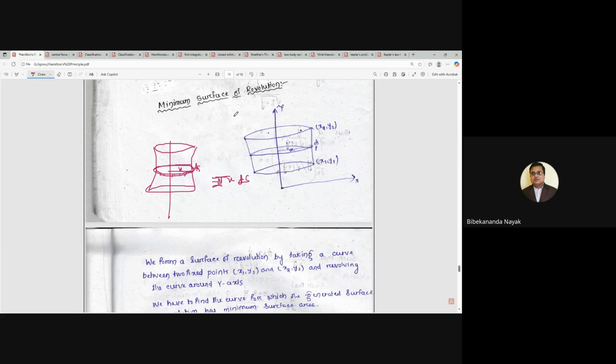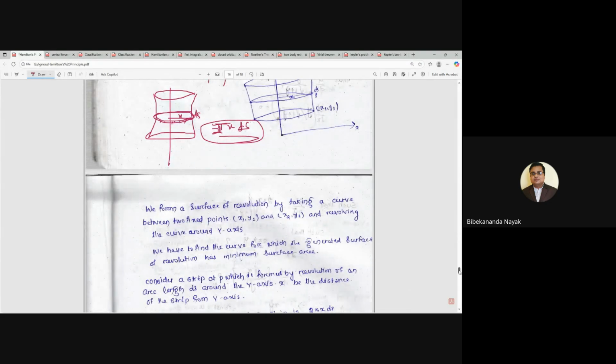In the first case, this is your ds. We have to rotate this ds about the y-axis. Imagine that. We only rotate this ds about the axis, so it will look like this curve. ds rotates around this y-axis, so this type of shape. This is ds and this perimeter is 2 pi x. So the surface area generated due to ds is 2 pi x ds.